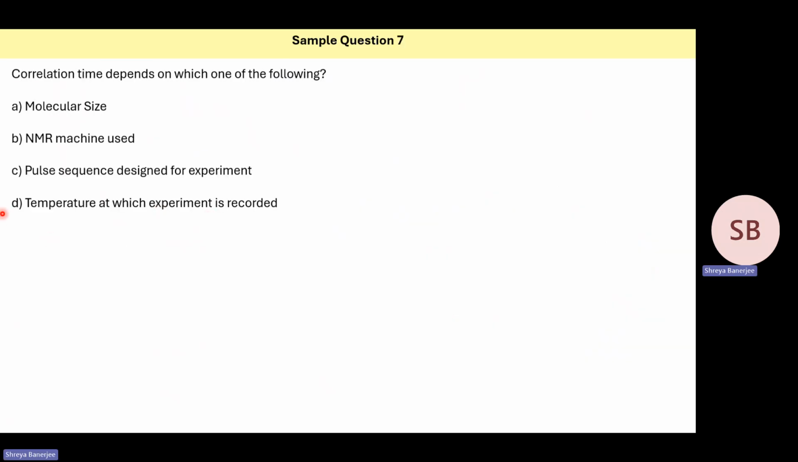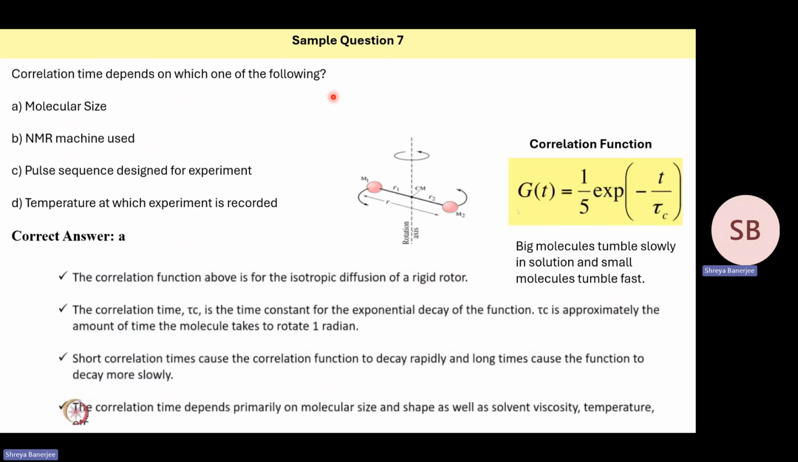Then you have a question saying correlation time depends on which of the following. So if we remember what we studied about correlation time, correlation time depends primarily on molecular size. Big molecules tumble slowly, so they will have a large correlation time, and small molecules tumble very fast, so they will have a small correlation time. So it primarily depends on the molecular size and shape.